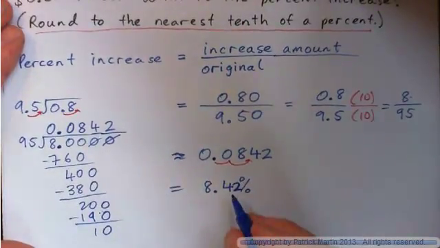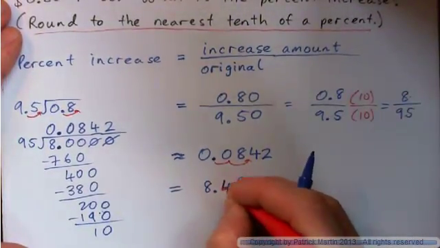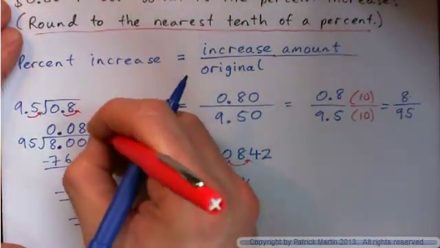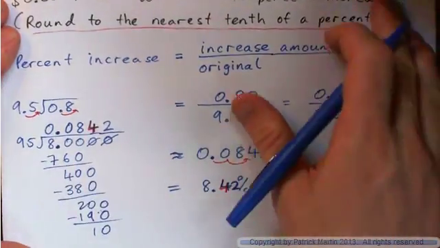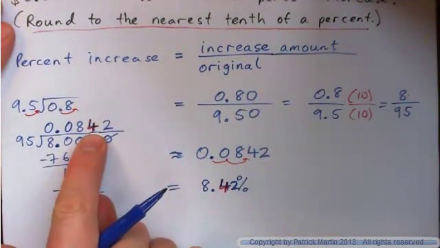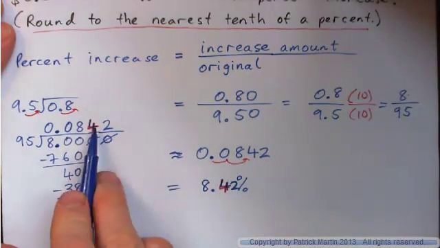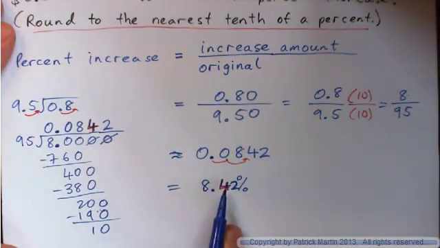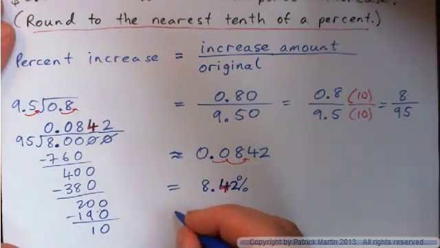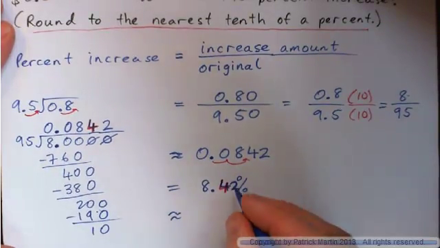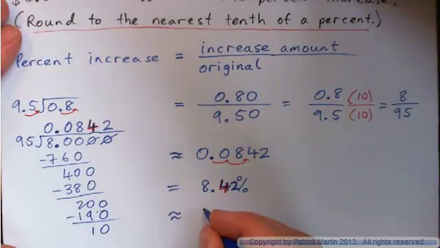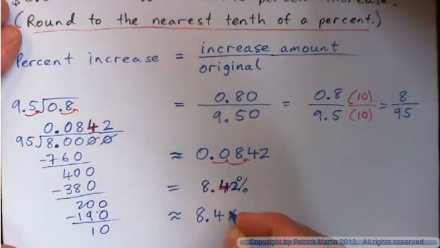And we want to round to the nearest tenth of a percent. We want to round to the 4 here, that's the tenth of a percent place. Even though it's in the thousands spot when it's a decimal, when it's turned into a percentage, this digit becomes the tenth of a percent place. So of course we round down anyway, so it is approximately 8.4%, right?